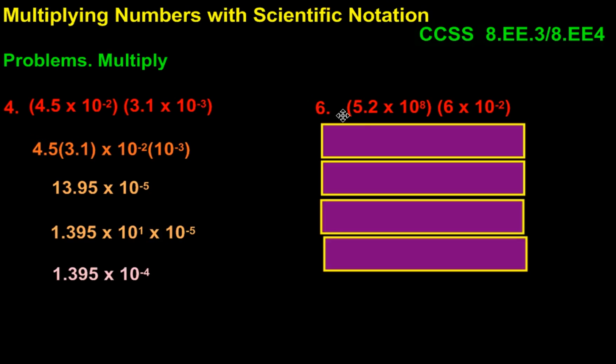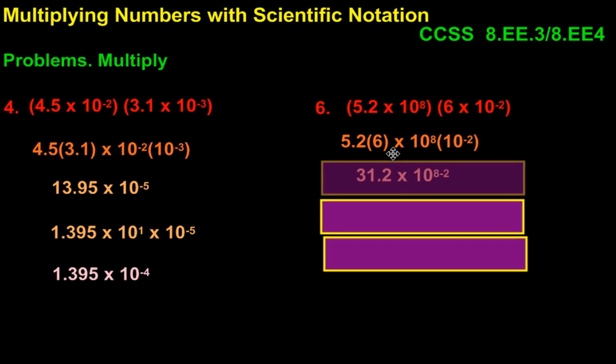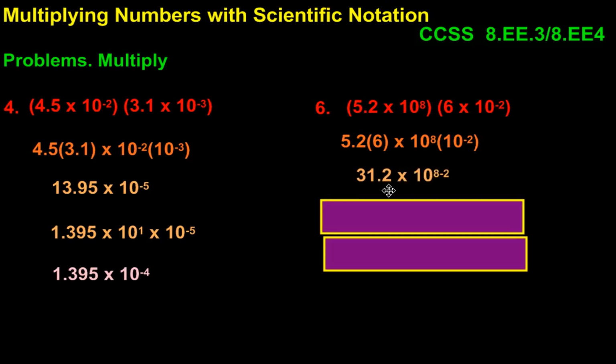Same idea for number 6. Start out by combining like terms. So we have 5.2 times 6, and we have our 10 to the 8th and 10 to the negative 2. 5.2 times 6 is 31.2, and we have 10 to the 8 minus 2.